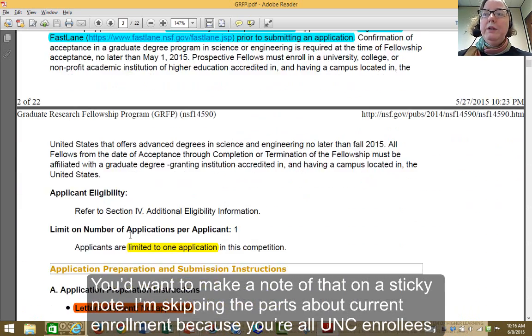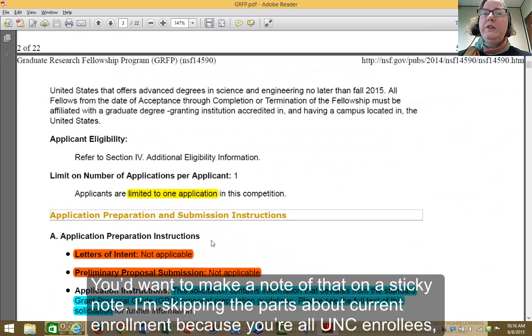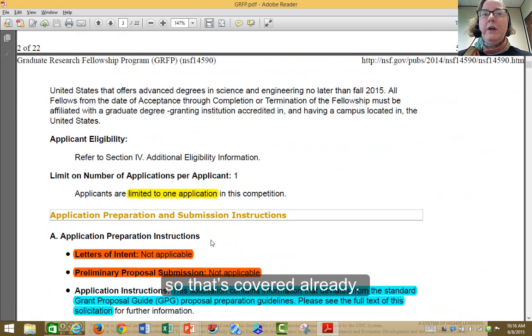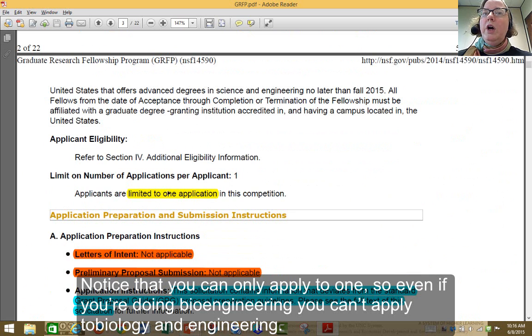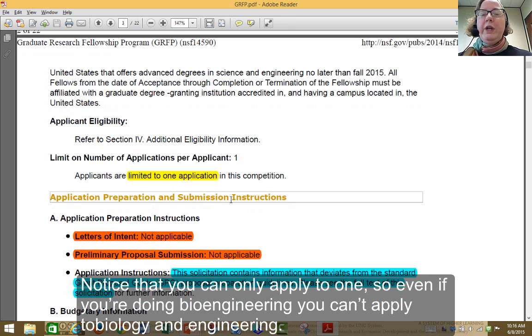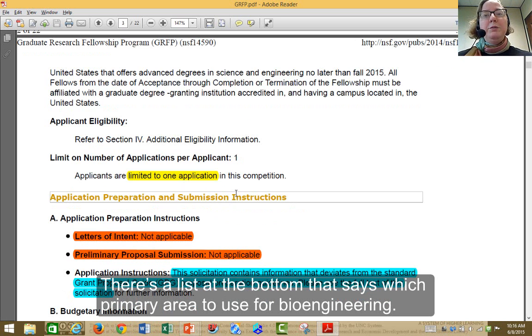Now I'm skipping the parts about current enrollment because you're all UNC enrollees, so that's covered already. Notice that you can only apply to one. So even if you're doing bioengineering, you can't apply to biology and engineering. There's a list at the bottom that says which primary area to use for bioengineering.